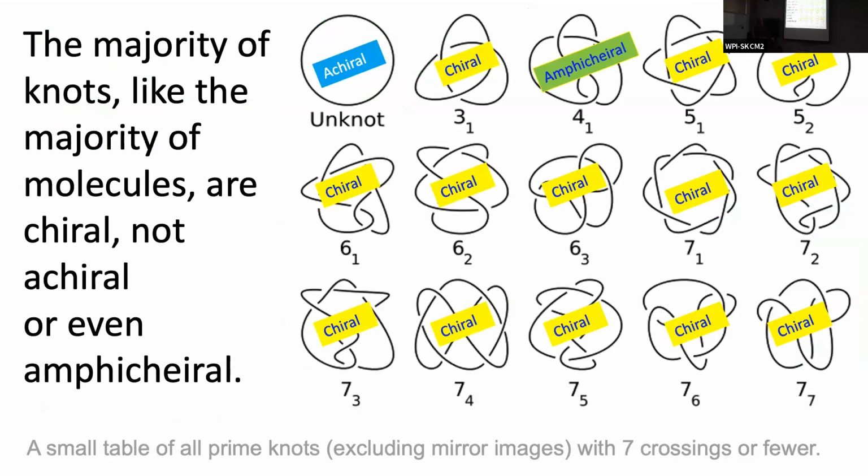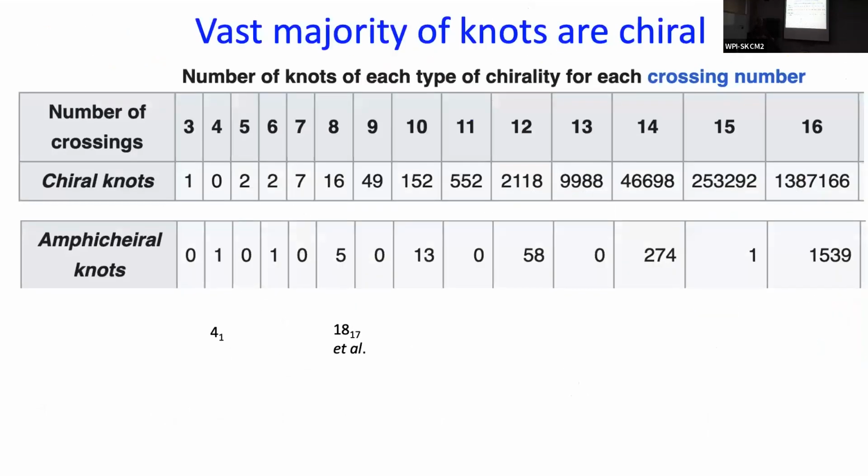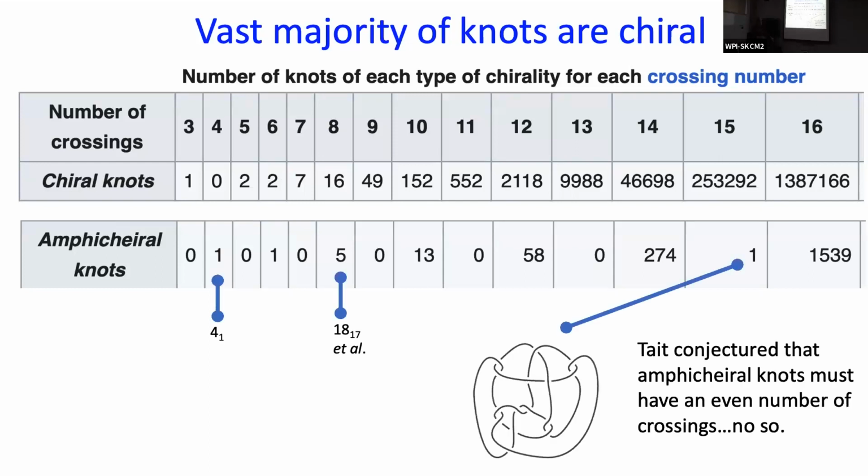Now, the vast majority of knots, however, are neither achiral nor amphichiral. The vast majority of knots are chiral, just like the vast majority of molecules are chiral. And if you go to the Wikipedia page, you can see that the number of chiral knots increases astronomically, as do the number of knots with the number of crossing points. If we look at amphichiral knots, they are far fewer. This is the figure 8 knot. This is the 8_17 knot, the one I just showed you. This has an achiral transition structure. This does not. One of these 5 does not have an achiral transition structure.